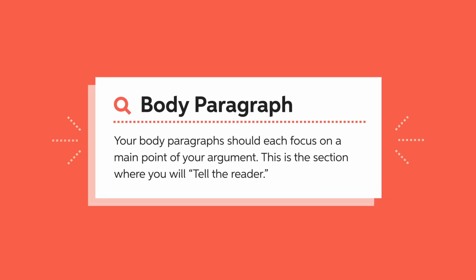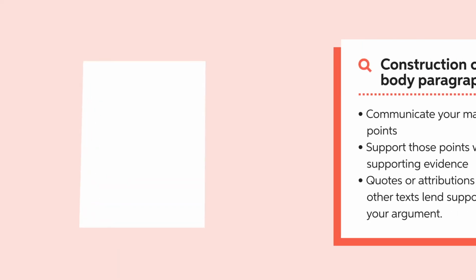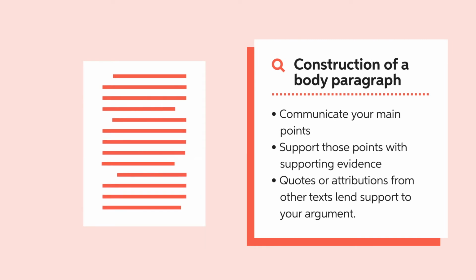Your body paragraphs should each focus on a main point of your argument. This is the section where you will tell the reader. In these paragraphs, you will communicate your main points and present the supporting evidence that proves each of these points. This supporting evidence can take the form of quotes or other attributions from a text that you are analyzing, or from a variety of texts that lend support to an overall argument you're making.